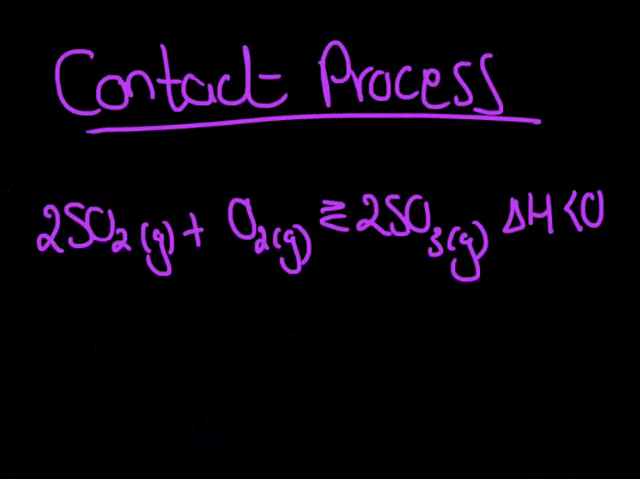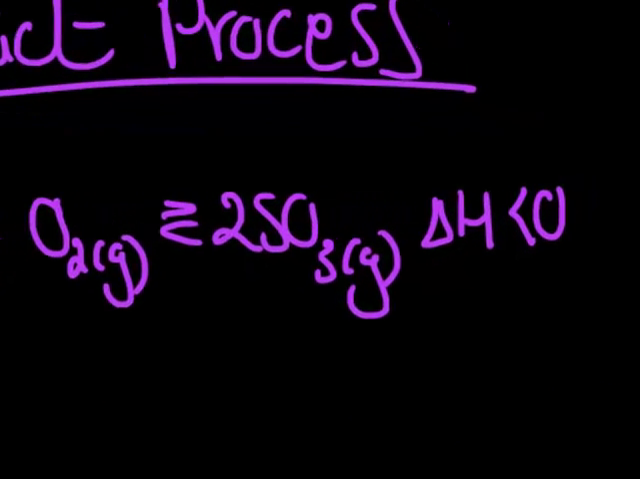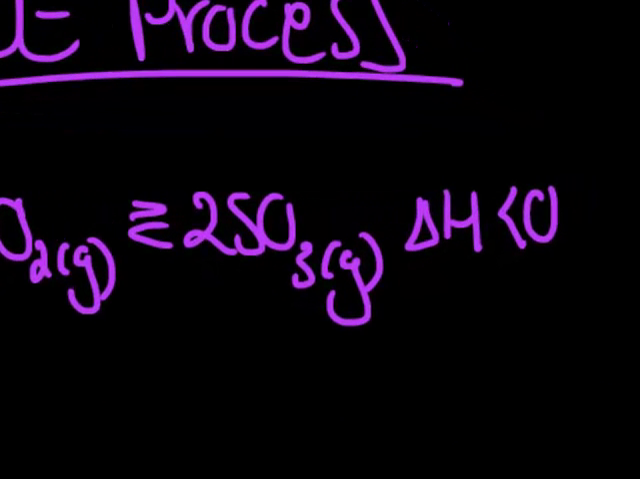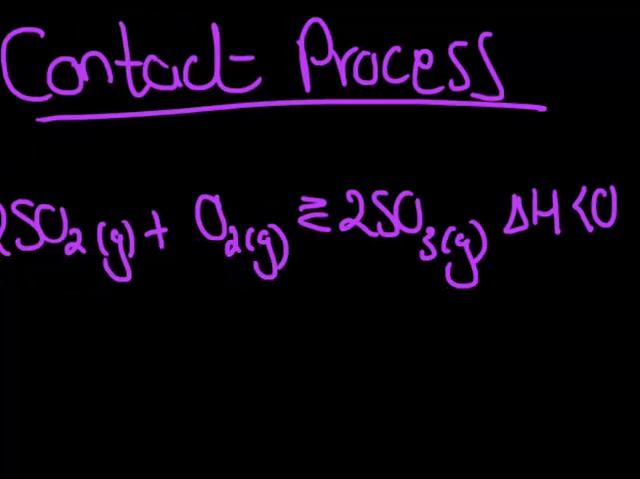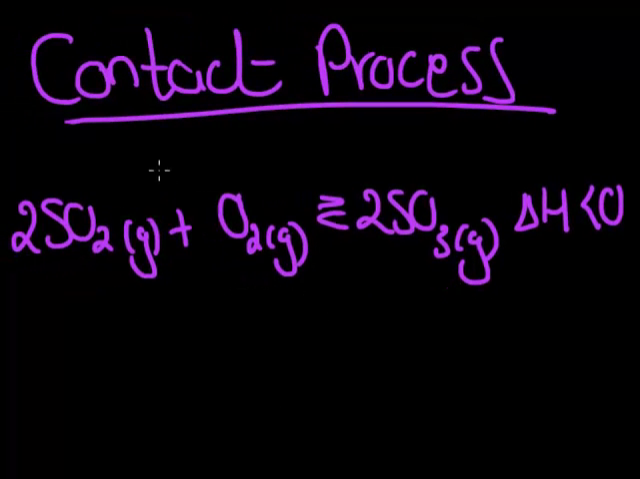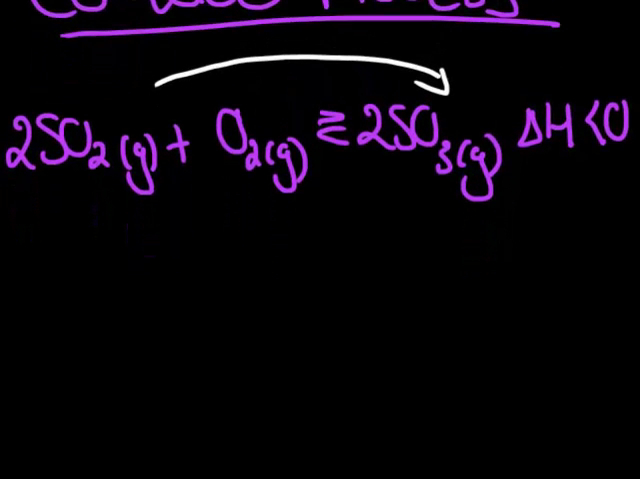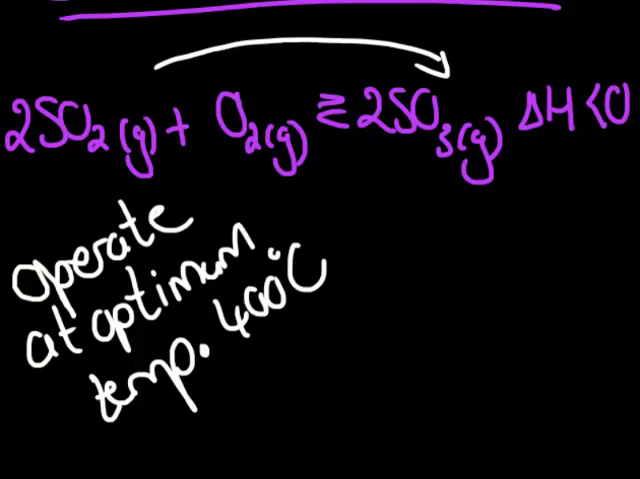Now, for your contact process where we form our sulfuric acid at the end, one of its steps also has a delta H of less than 0. Which means that if we want to favor the forward reaction, we can though not go and decrease the temperature, because that would make the reaction too slow. So it's also going to operate at around an optimum temperature of 400 degrees Celsius, which is not too hot so that it doesn't favor the reverse reaction, but it's not too low so that it is not going to slow down the reaction.